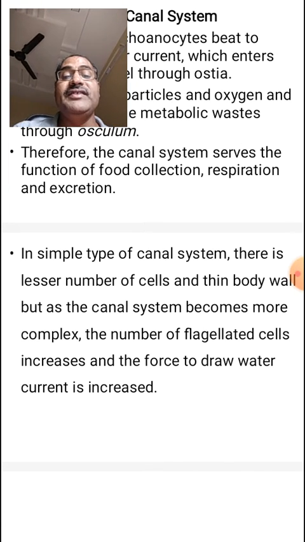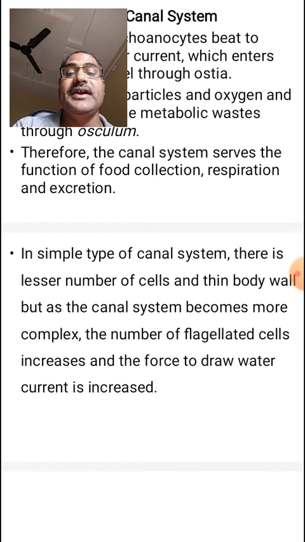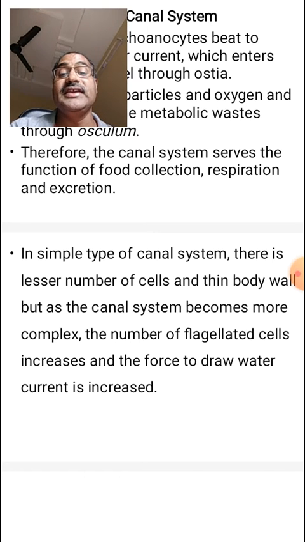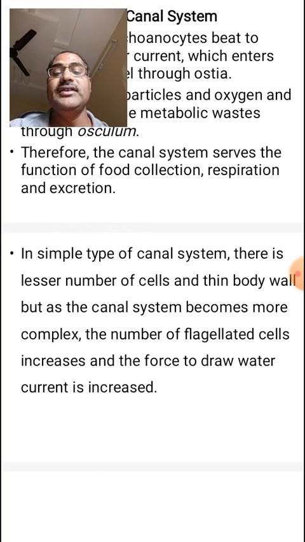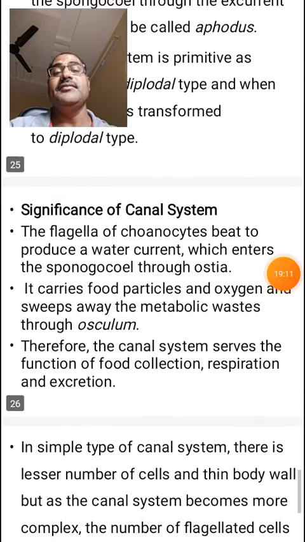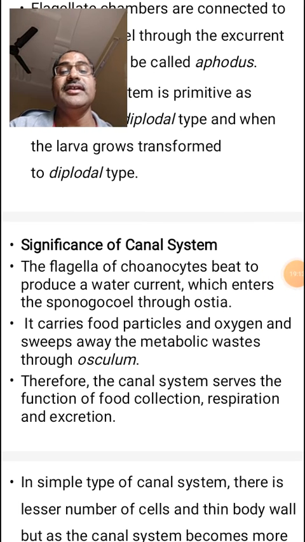In the simple type of canal system, there is a lesser number of cells in the body wall, but as the canal system becomes more complex, the number of flagellated cells increases and the force to draw the water current is increased. So these are the significance of the canal system.